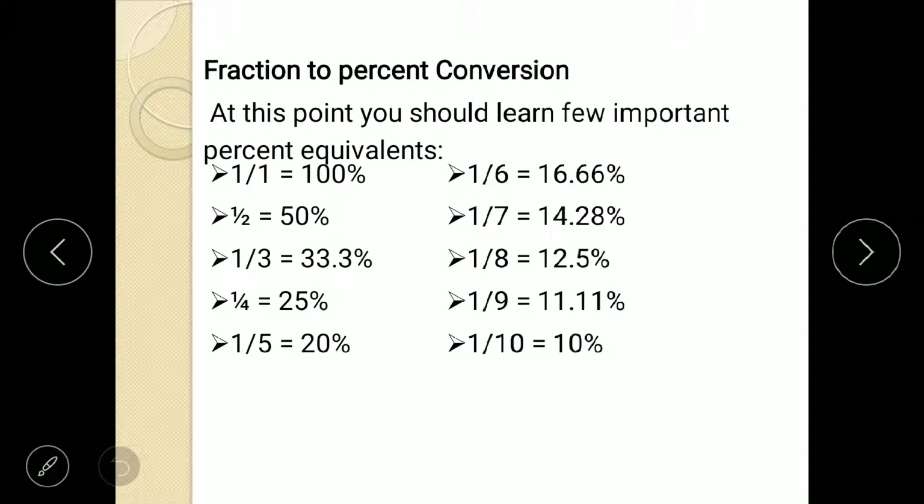Now these I was talking about: fraction to percent conversion. There are certain important percent equivalents. 1 upon 1 is 100%, 1 upon 2 is 50%, 1 upon 3 is 33.33%, 1 upon 4 is 25%, 1 upon 5 is 20%, 1 upon 6 is 16.66%, 1 upon 7 is 14.28%, 1 upon 8 is 12.5%, 1 upon 9 is 11.11%, 1 upon 10 is 10%.